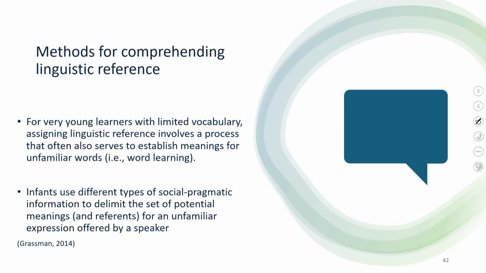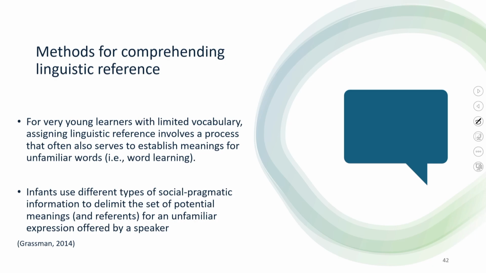Now, methods for doing this, methods for understanding, comprehending. So, we will talk about both comprehension and production of referential communication, starting with comprehending. So, for very young learners with limited vocabulary, when they are just starting to speak in words, assigning linguistic reference involves a process that also often serves to establish meaning for an unfamiliar word.